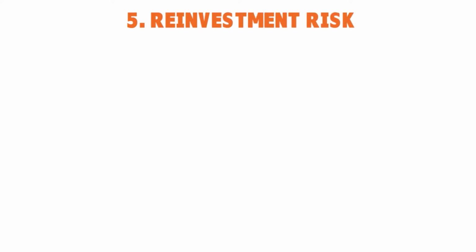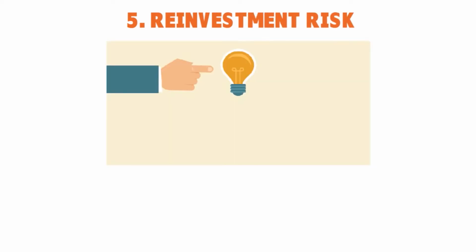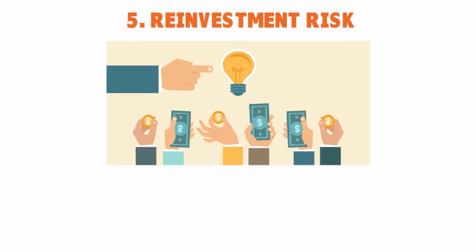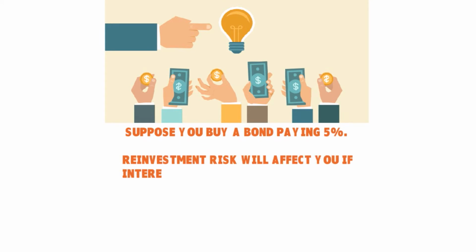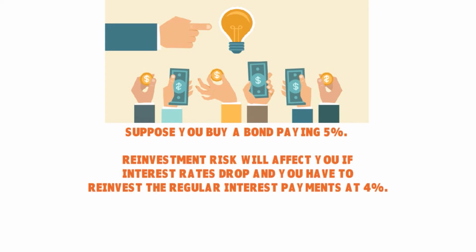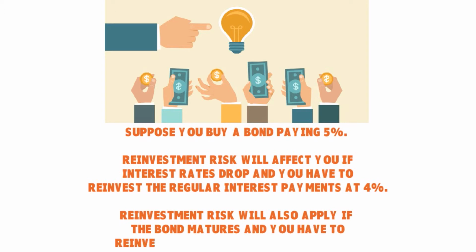I want to talk to you now about reinvestment risk. This is the risk of loss from reinvesting principal or income at lower interest rates. Suppose you buy a bond paying 5%. Reinvestment risk will affect you if interest rates, for example, dropped and you have to reinvest the regular interest payments at 4%. Reinvestment risk will also apply if the bond matures and you have to reinvest the principal at less than 5%. Reinvestment risk will not apply at all if you intend to spend the regular interest payments or the principal at maturity.